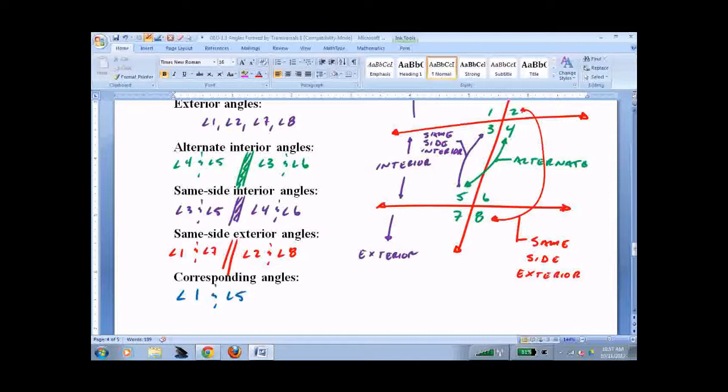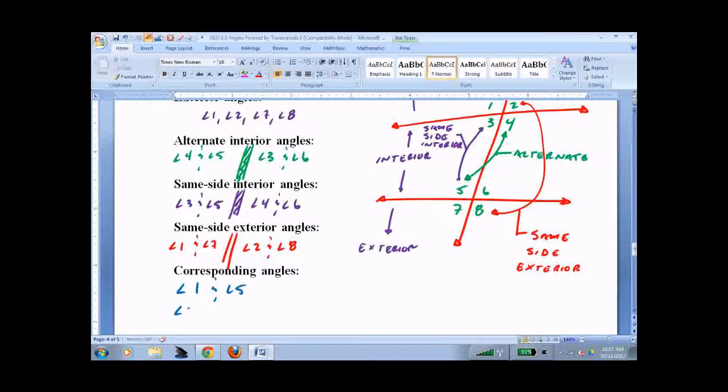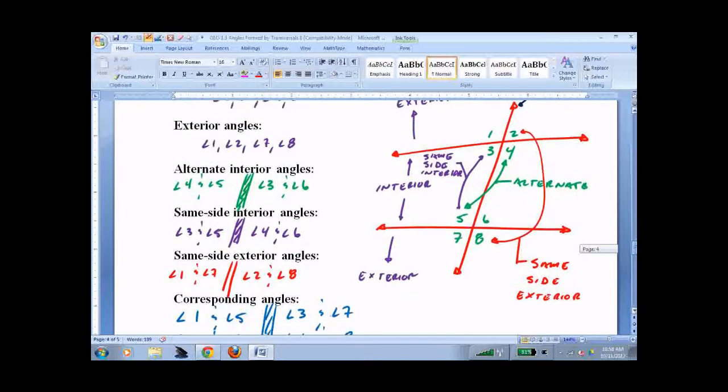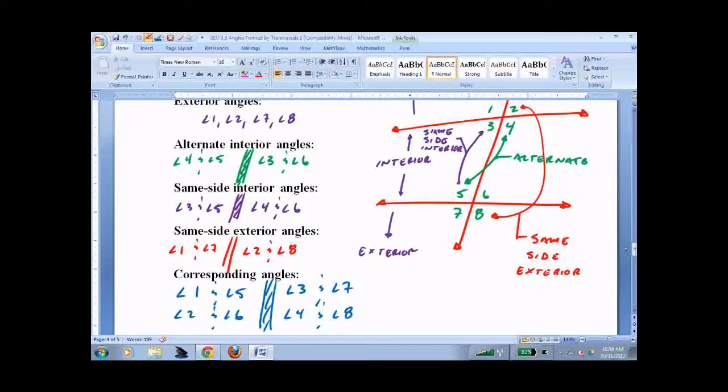Some people like to take the whole thing, pick it up, and drop it down on top of the other one. And then they say, oh, one would fall on five. Angle 2 would fall on angle 6. Angle 3 would fall on angle 7. And angle 4 would fall on angle 8. So those are corresponding angles. Hardest one to keep straight.